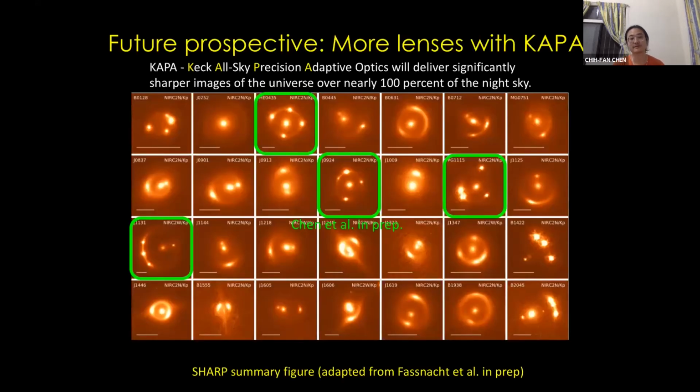For future perspectives, we will have many more lenses from KAPPA. KAPPA, the Keck All-sky Precision Adaptive optics, will deliver a lot of sharper imaging. Because now for some of the lens systems, we cannot find a tip-tilt star nearby because of the limitation of the instrument. But in the future, KAPPA will arrive in 2023, and then we will get much more high resolution imaging data.